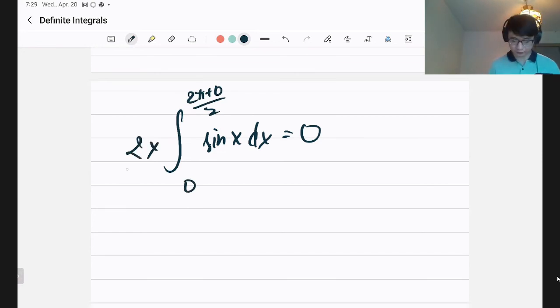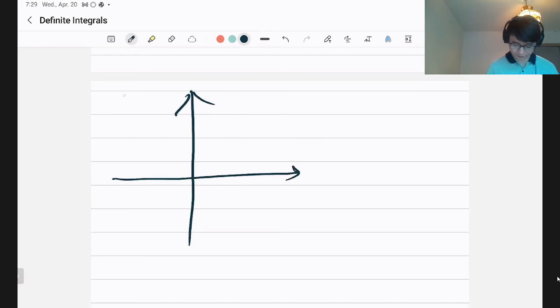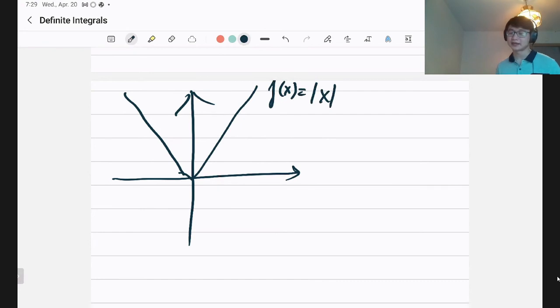If you want to work out another example, let's do it. I can't think of anything else that has a symmetrical point that makes the area go to 0. Let's try this one here: f of x is equal to the absolute value of x. We're evaluating from, let's crank it up, negative 2 to 2.